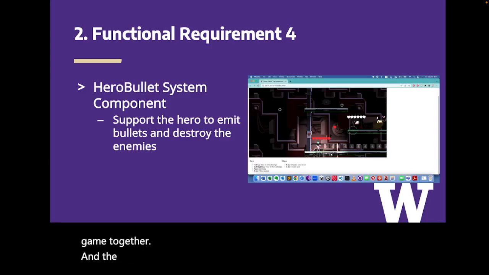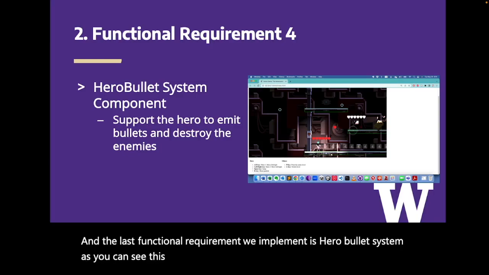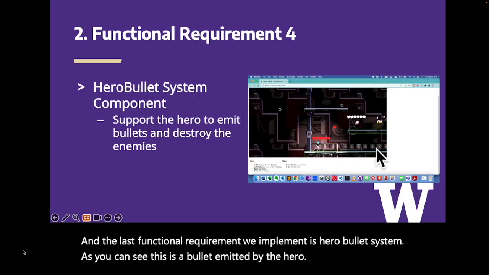And the last functional requirement we implement is a hero bullet system. As you can see, this is a bullet emitted by the hero. It can destroy the enemy.